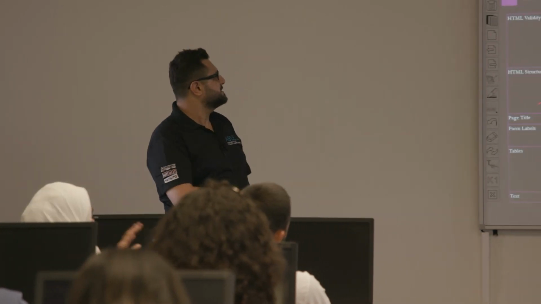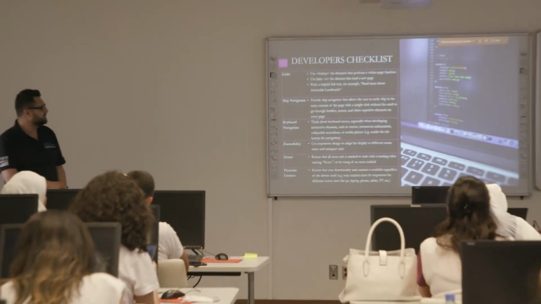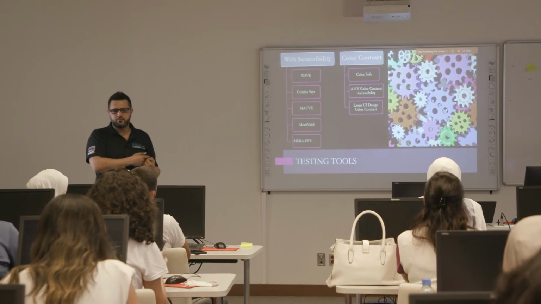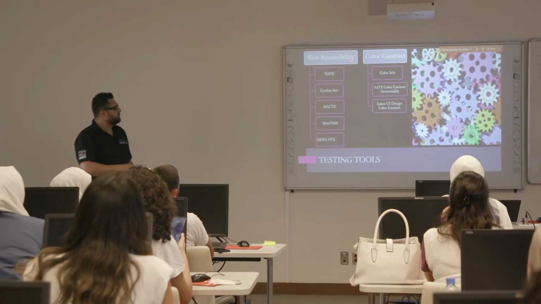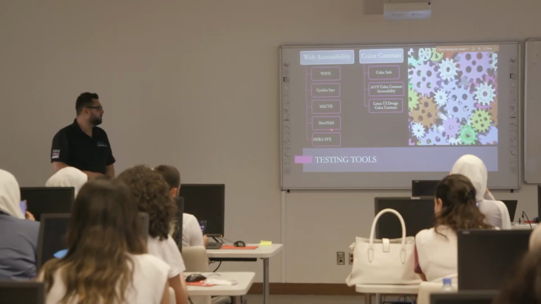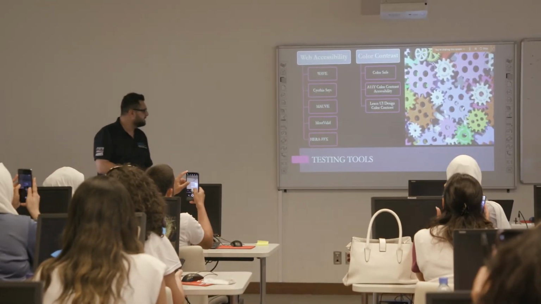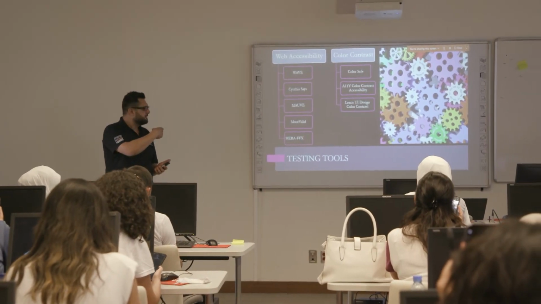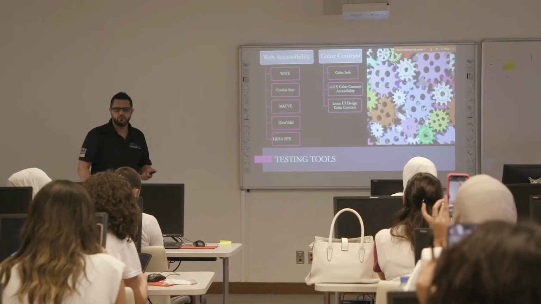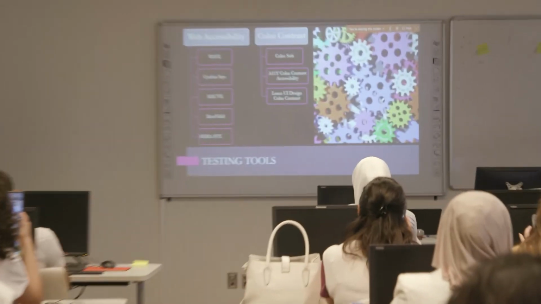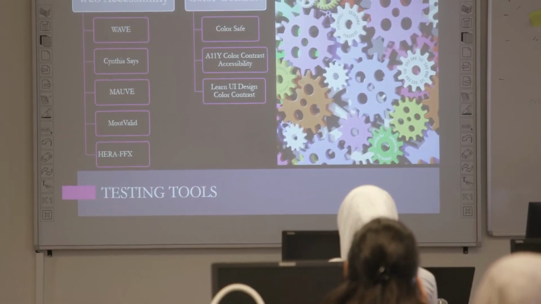Over here there's a checklist for developers. I'm going to skip it because of the lack of time. We have several tools, which I think you saw in other workshops, to check web accessibility, like Wave, Cynthia Says, Mouse Valid, and Tera FFX. All these are websites and tools, and sometimes they have add-ons that you can install on your browser that will help you define how accessible your digital product is.